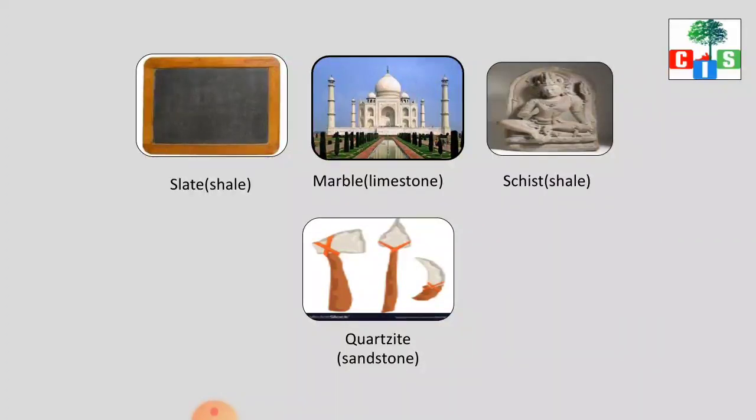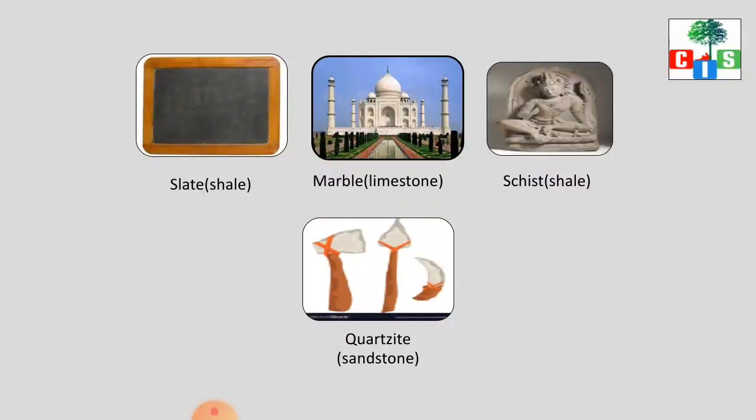The second picture is of the Taj Mahal, and yes, we are so proud. Is it? Because it is one of the 7 wonders of the world. So this Taj Mahal is made of marble, and this marble has been formed from limestone. The marble is used to make buildings and sculptures. It is also used as a material for flooring in buildings.